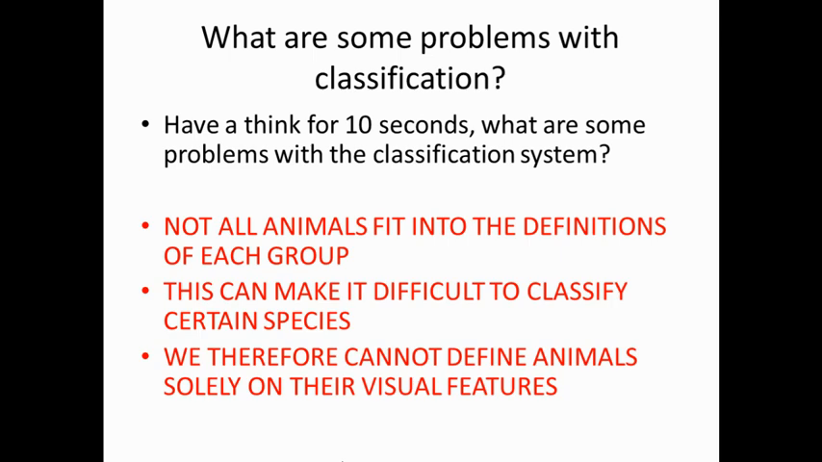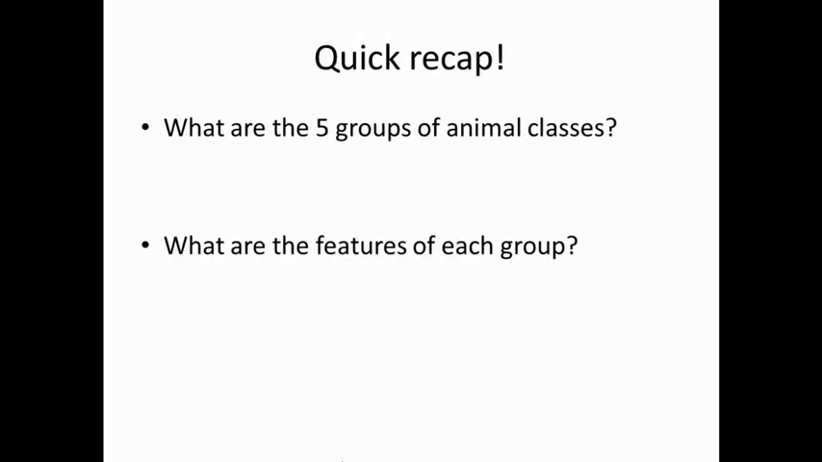We can't classify everything just by how they look. Okay, so we're going to really quickly recap the most basic things we've learnt this lesson. So what are the 5 groups of animal classes? Okay, so vertebrate classes. And what are the features of each group?